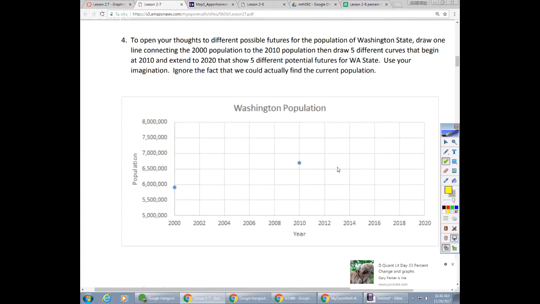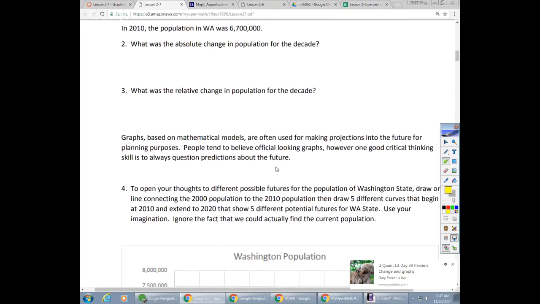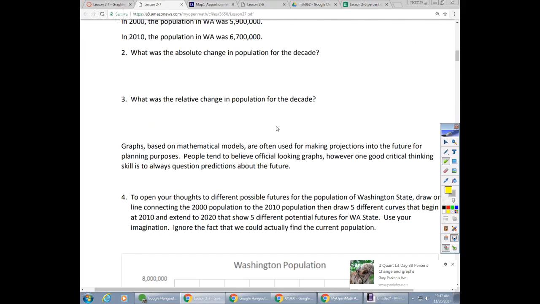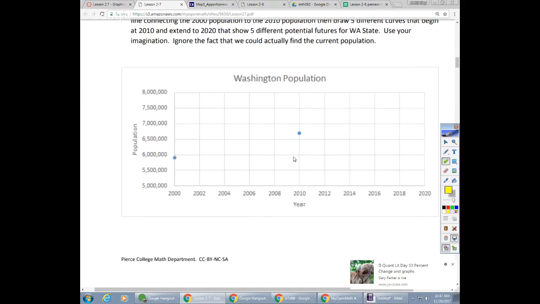All right, let's jump down to the more exciting stuff over here. So what we want to do is consider the change in population of Washington. Okay, so in 2000, U.S. Census is about 5,900,000. 2010, it was about 6,700,000. Okay, so we can calculate an absolute change, and we can calculate a relative change for those. So we'll do that shortly. But let's go look at the graph here.